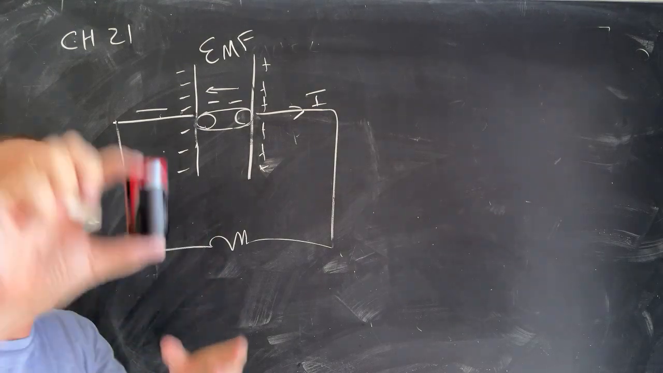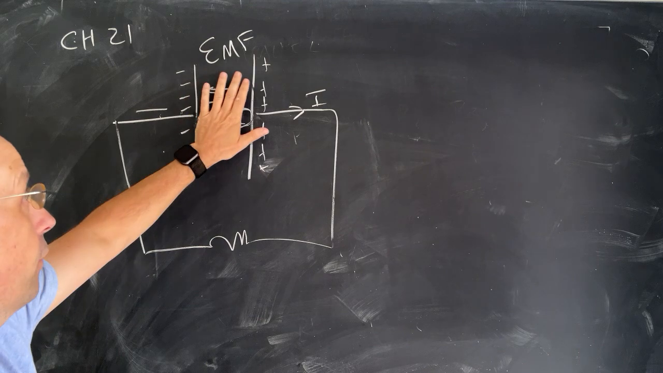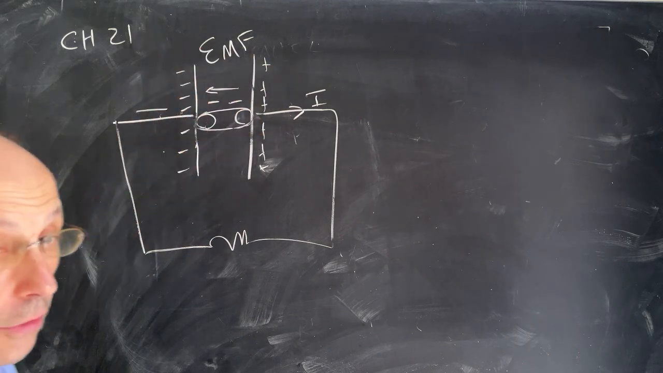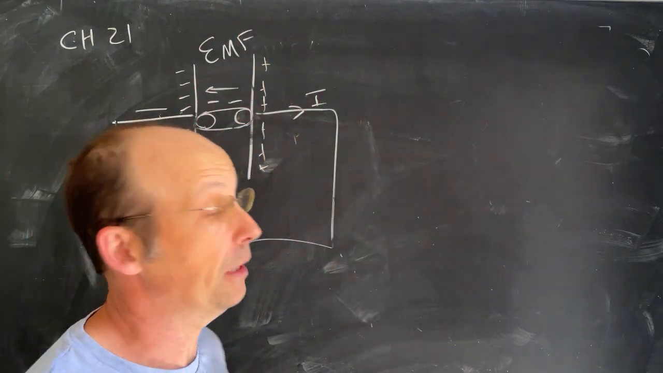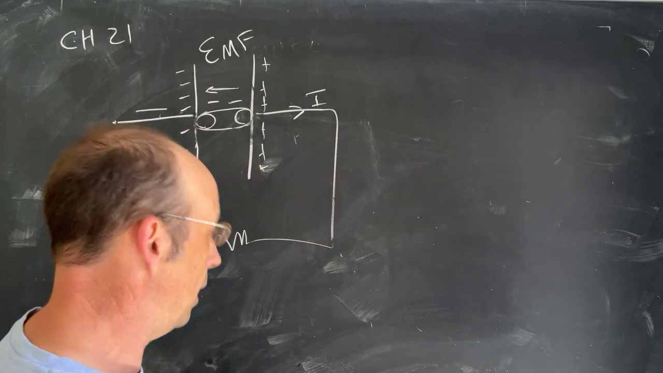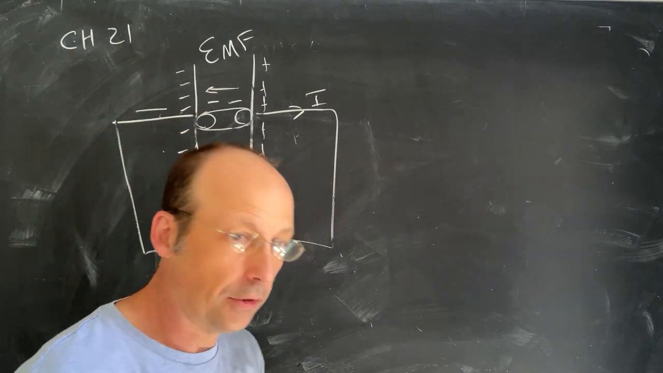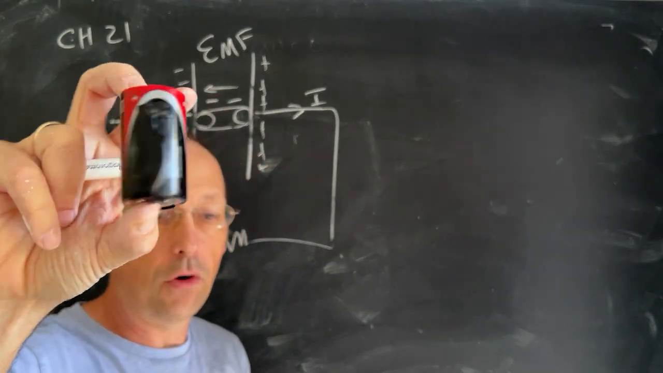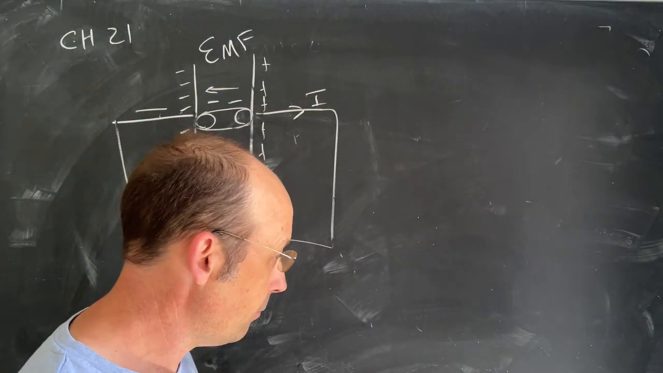EMF is the voltage across the battery. It's the driving force that moves charges from one plate to the other. It's almost always a chemical process, but not always. But I think almost always. Okay, so this is a 1.5 volt D-cell battery.